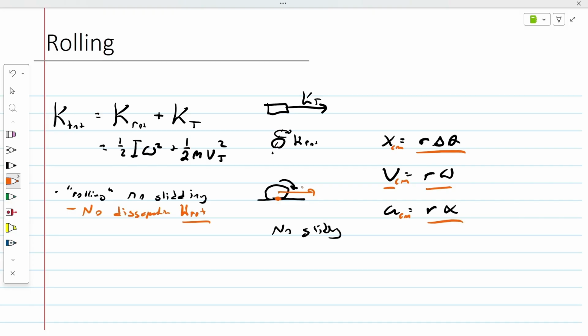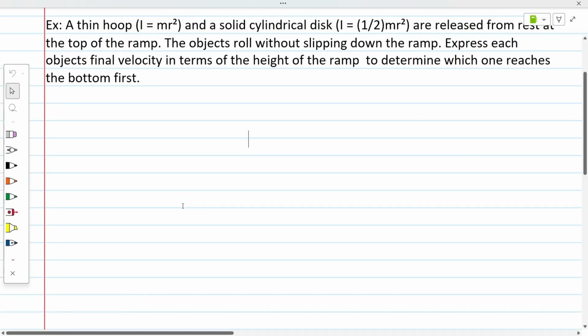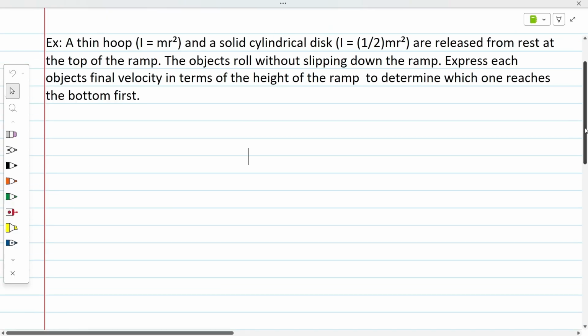Okay, so let's apply this to an example where we have rotation. We have a thin hoop with a rotational inertia of mr squared and a solid cylindrical disk of 1/2 mr squared released from rest at the top of a ramp. The objects roll without slipping down the ramp. Express each object's final velocity in terms of the height of the ramp to determine which one reaches the bottom first. Okay, so let's draw out this situation here.